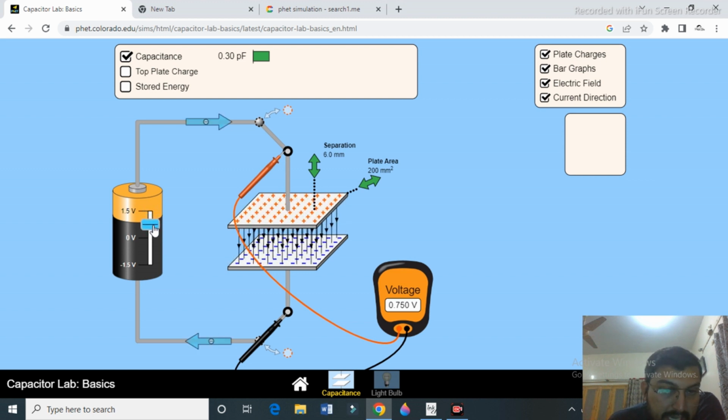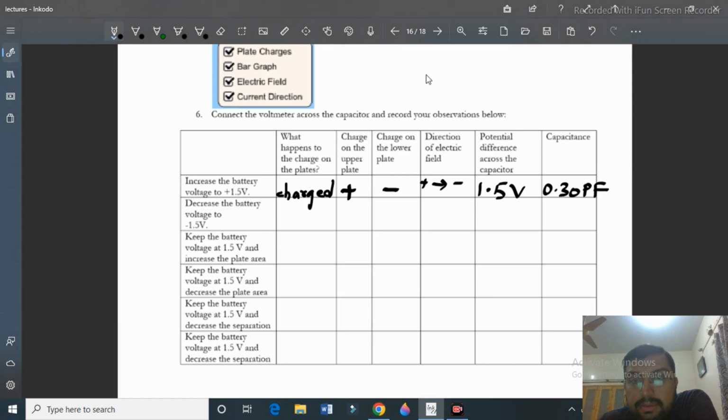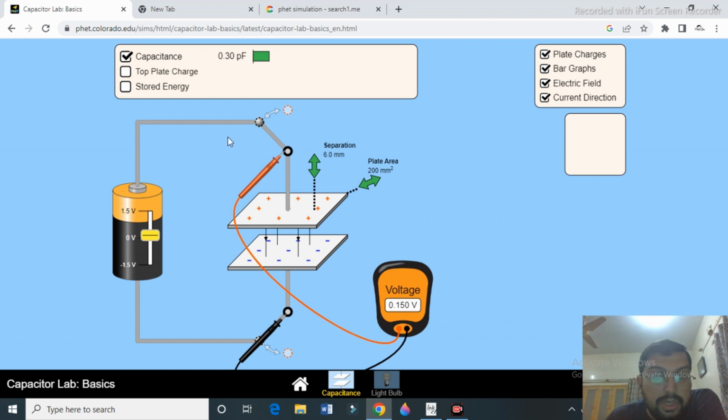So you are saying it, I will write it here: as I am increasing Q, as Q is increasing, the potential difference V is also increasing, and we are increasing this potential difference with the help of a battery. Now let's move on to the simulation.